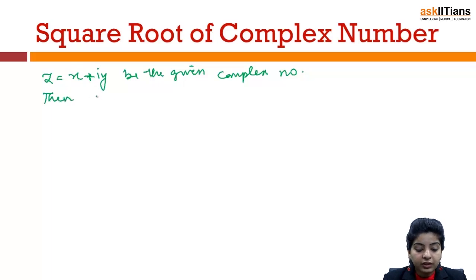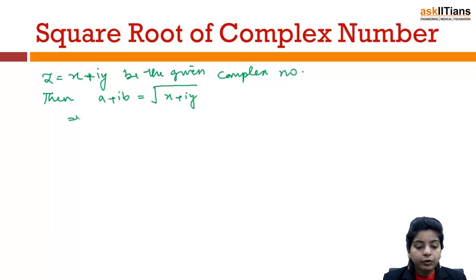Then what does that mean? I'll assume a plus ib to be under root of x plus iy, and therefore I am just required to find out the value of a plus ib. That is, once I get the values of a and b, I'll be able to find out the square root of x plus iy.